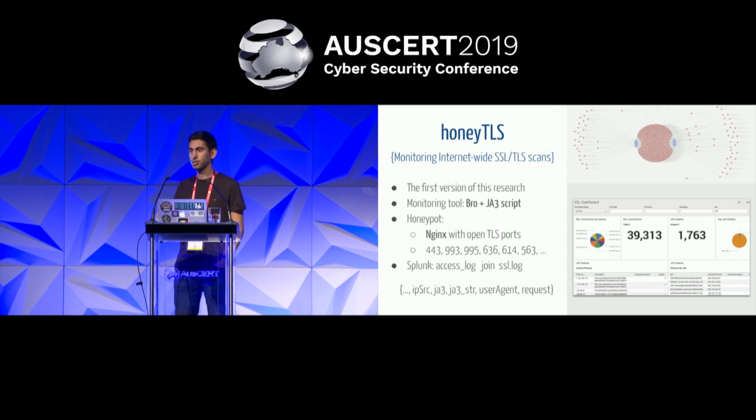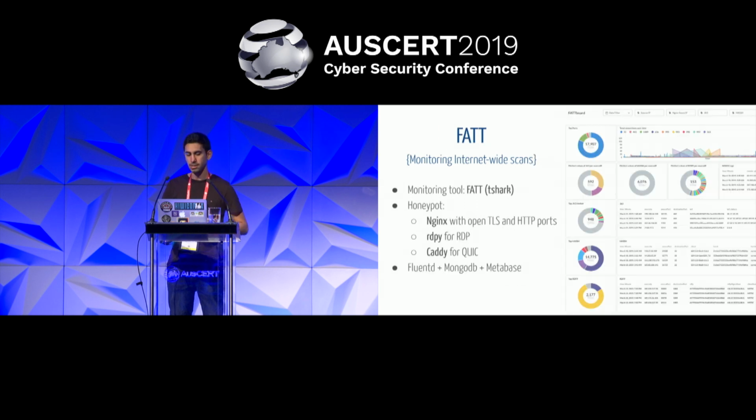This is the first version of my research, which I presented last year at the Honeynet Project. It was mainly focused on TLS. What I used there for monitoring was Bro and a JA3 script. For the honeypot, I just used Nginx, nothing special, just Nginx with some open TLS ports. Then I joined the Nginx logs with Bro logs and created this dashboard and some context around the connections I was seeing. This year I changed that a bit.